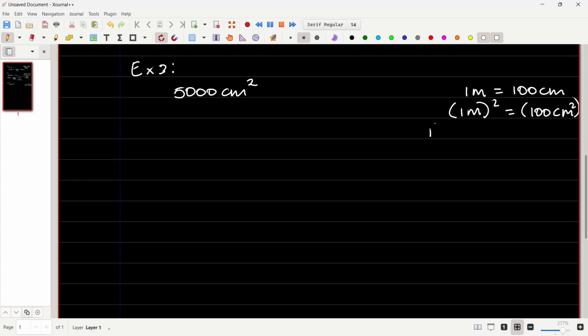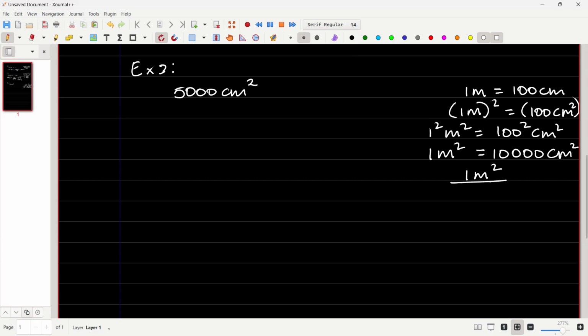This is the same as 1 squared, meter squared, equal to 100 squared, cm squared. That means 1 meter squared is equal to 10,000 cm squared. Okay, I need to write it in a form of 1 so that the cm squares can cancel. So I'll write 1 meter squared divided by 10,000 cm squared. And if I have to multiply this by a convenient form of 1, I will choose this so that I can get it in the units I desire.